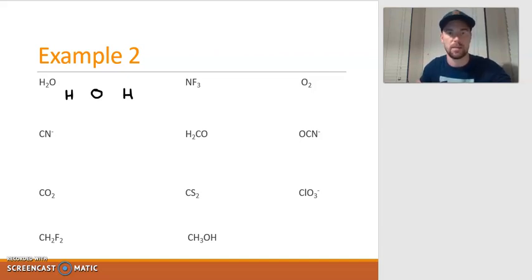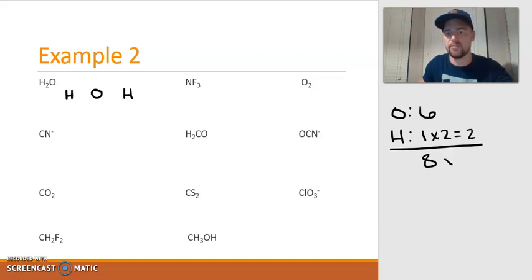Okay, step number 2, and I'm going to do this off to the side. We need to count the number of valence electrons. So we have oxygen, and oxygen has 6 valence electrons. We also have hydrogen. Hydrogen has 1 valence electron, but there are 2 hydrogens, so I need to multiply that by 2. So total, I have 8 valence electrons.